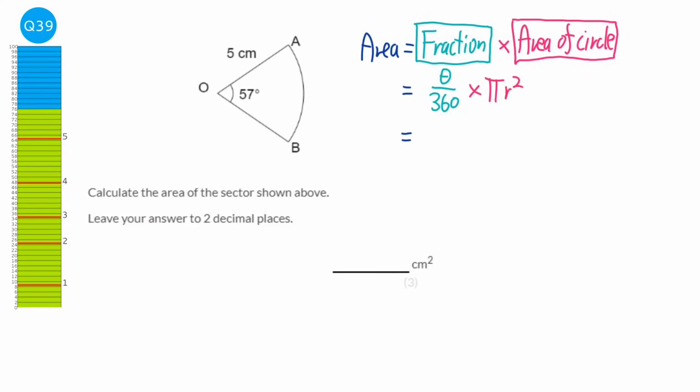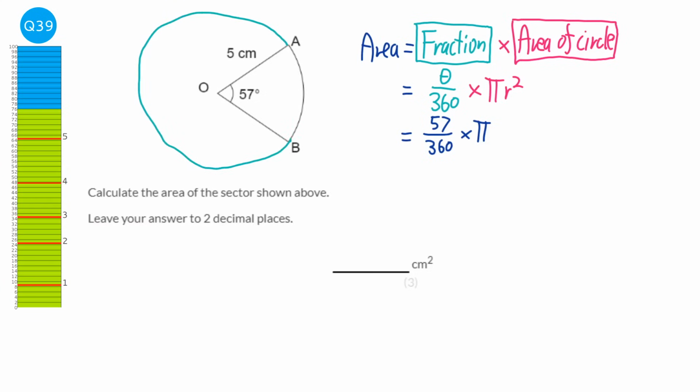Let's use that for our question. So the angle we have for this question is 57 times pi r. Now, to work out what r is, we just imagine the circle is whole.